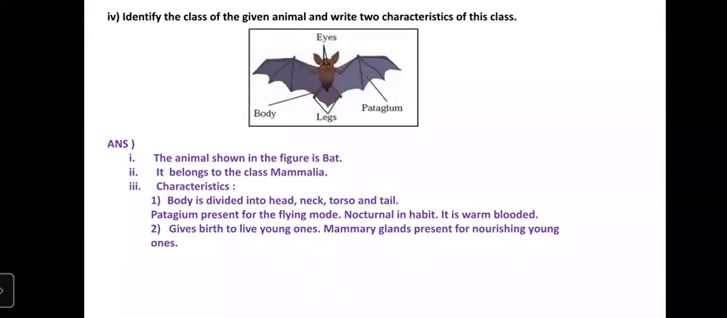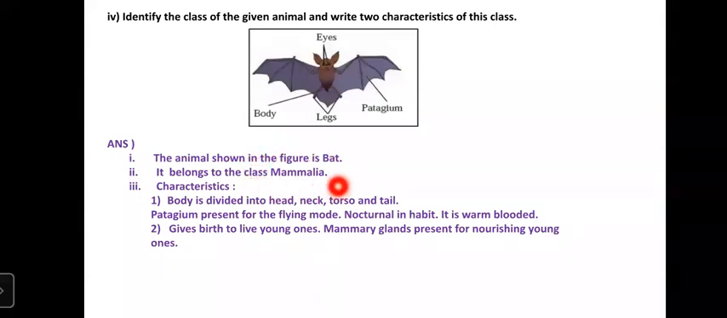Next question C. Identify the class of the given animal and write 2 characteristics of this class. You can see a picture is given. First, identify the animal. The animal shown in the figure is a bat. But what you have to identify is the class of the given animal. So first identify the animal, that is bat, then identify the class. It belongs to the class Mammalia.